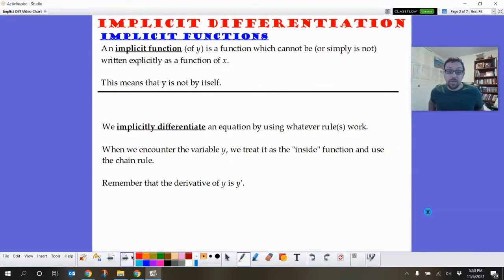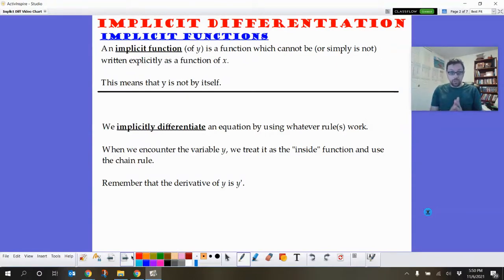Hello, in this video we're going to learn about implicit differentiation, which is the same as finding the derivative. It's just got a little bit of an extra step, an extra twist to it. An implicit function is when y is not by itself. There's a mathematical way of saying it, but it's just y is not alone.